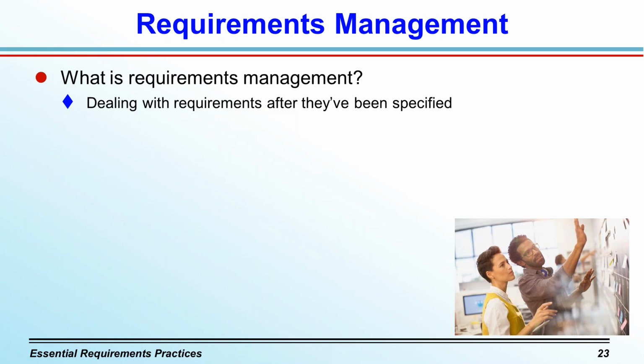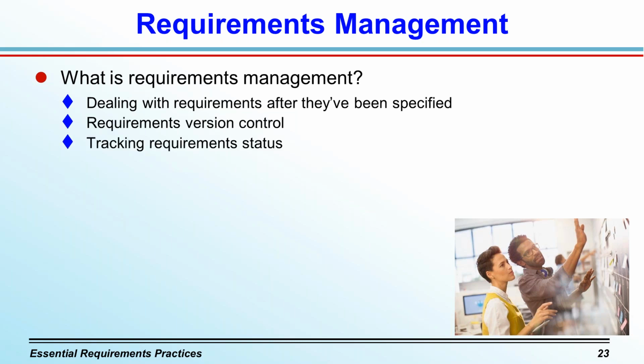Requirements management involves several ongoing activities. You need to track versions of individual requirements as they change over time. Similarly, the status of each individual requirement changes over time. It goes from being proposed to approved to ultimately being either verified as correctly implemented in the product, or it might be deferred or deleted.